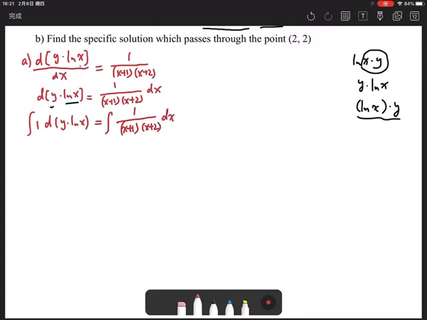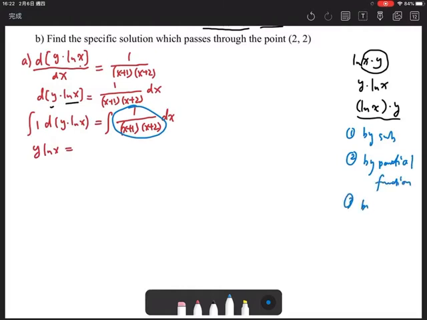Okay, so left hand side is very simple. It is y times ln x, and right hand side is not. For right hand side, as you know, it is a fraction. So we have to recall the way we have learned for integration. The first one is integration by substitution. The second one is by partial fraction.